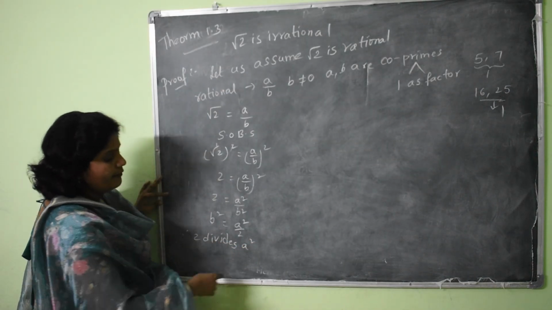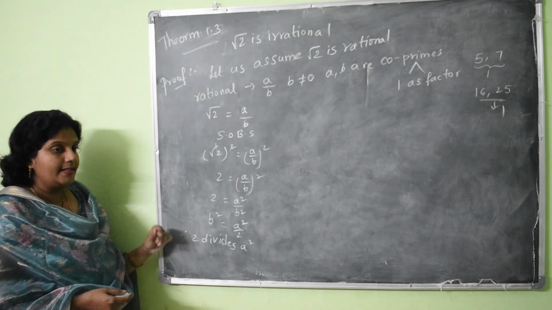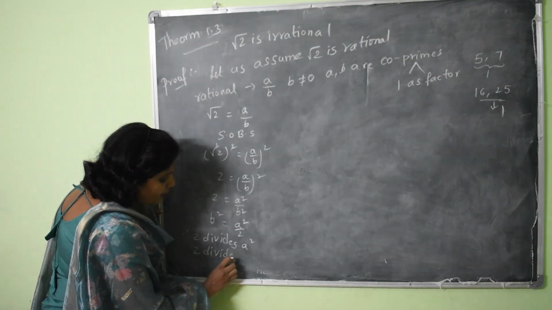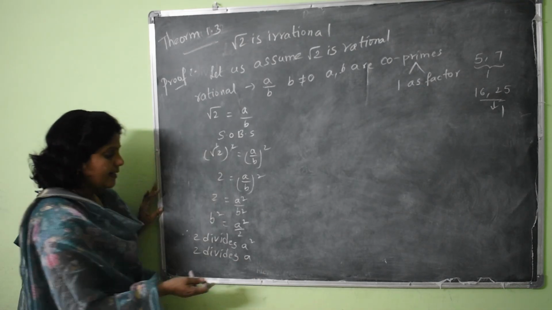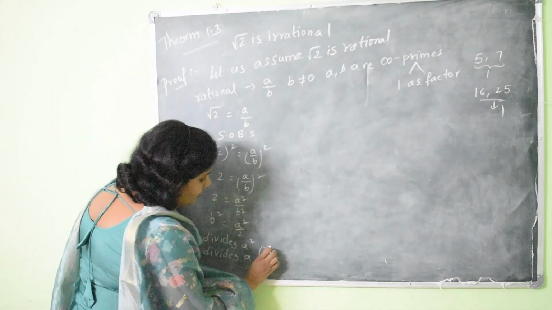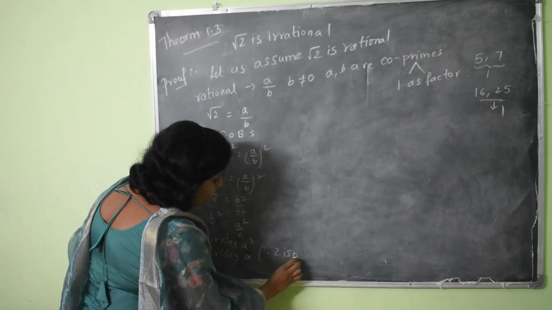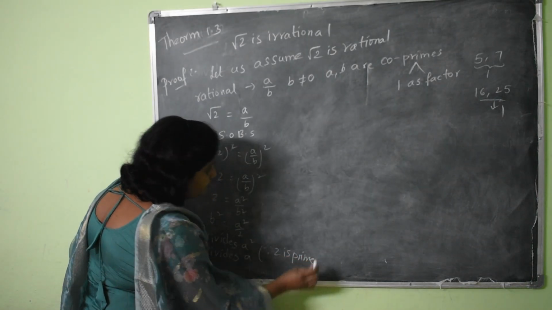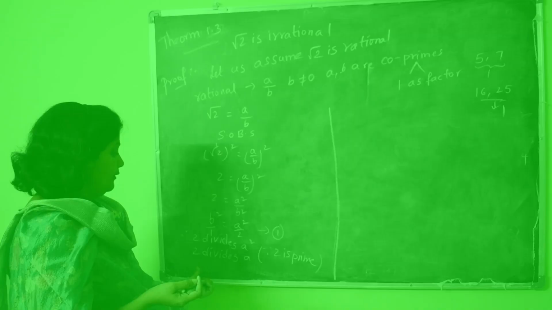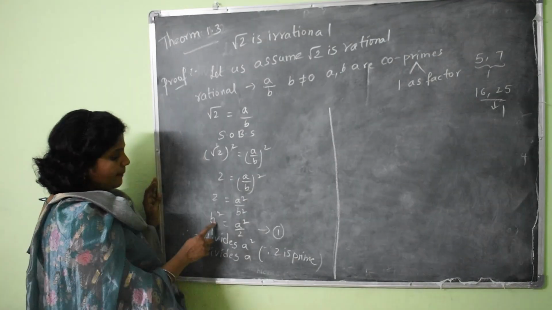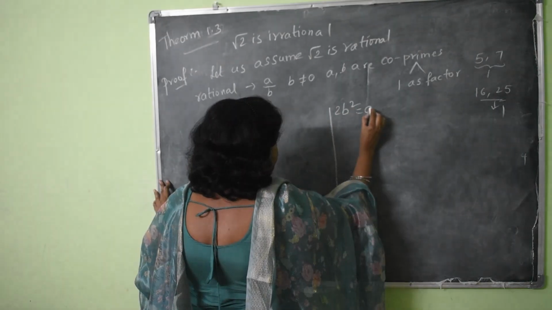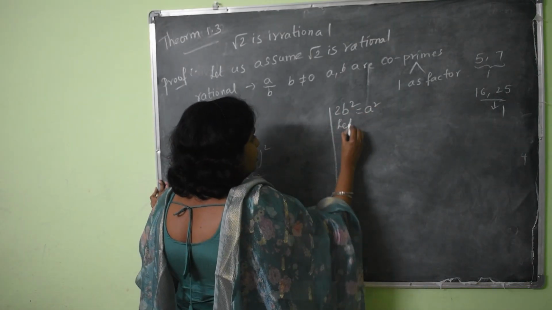We have discussed in the fundamental theorem, if 2 divides A square, then 2 divides A. In the previous proof, we discussed that 2 divides A square means 2 divides A. So here 2 is a prime number, and therefore 2 divides A. Here I am cross multiplying: 2B square is equal to A square. Let A be equal to 2C.